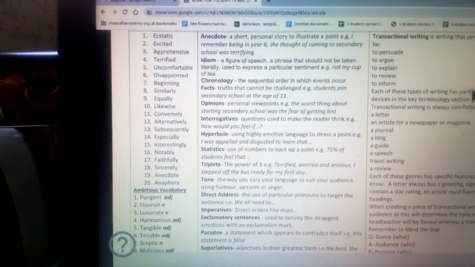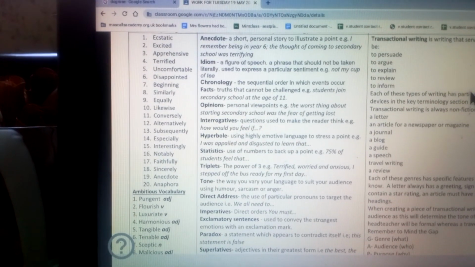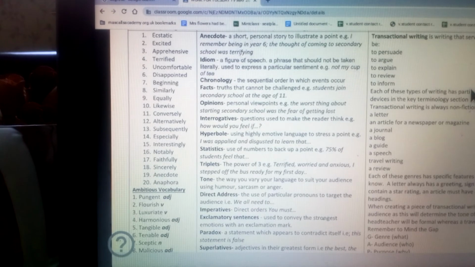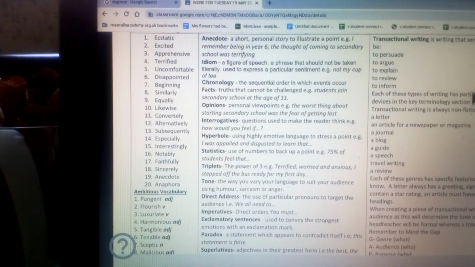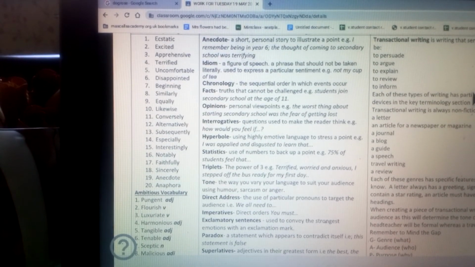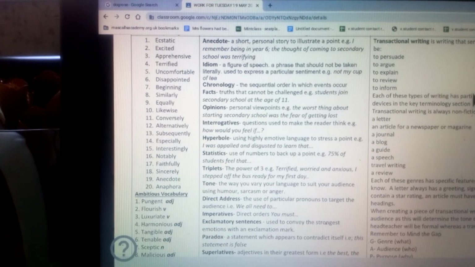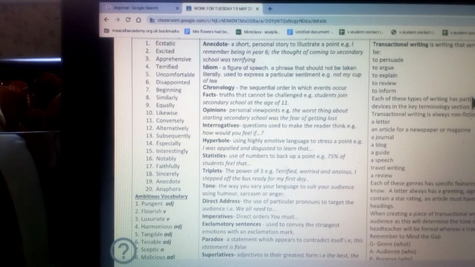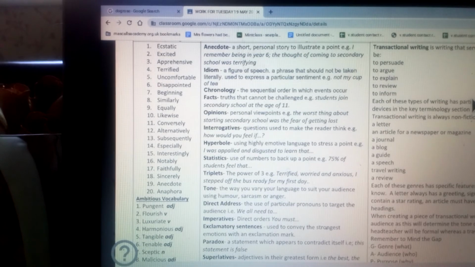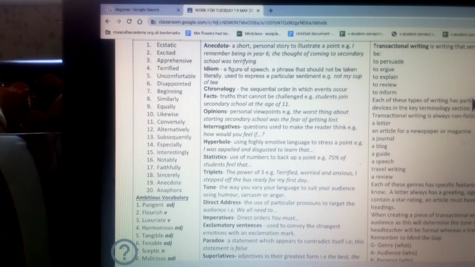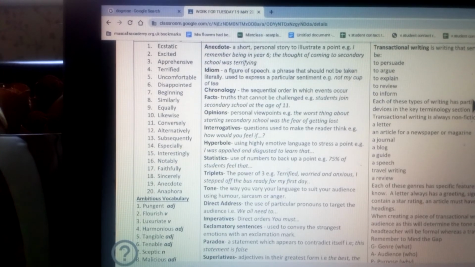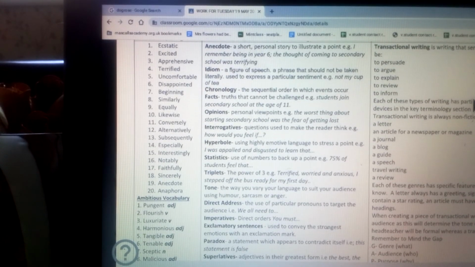A paradox. Now, these are quite tricky. A statement which appears to contradict itself. This statement is false. So a statement is supposed to be the truth that someone's given you of cause of events. So you'd give a statement, a witness statement to the police of something you've seen. False means not true. So how can that be right, that a truth can be false? So a paradox is where 2 things seem to contradict themselves. I'm trying to think of some examples. I may have to put those in the next video.